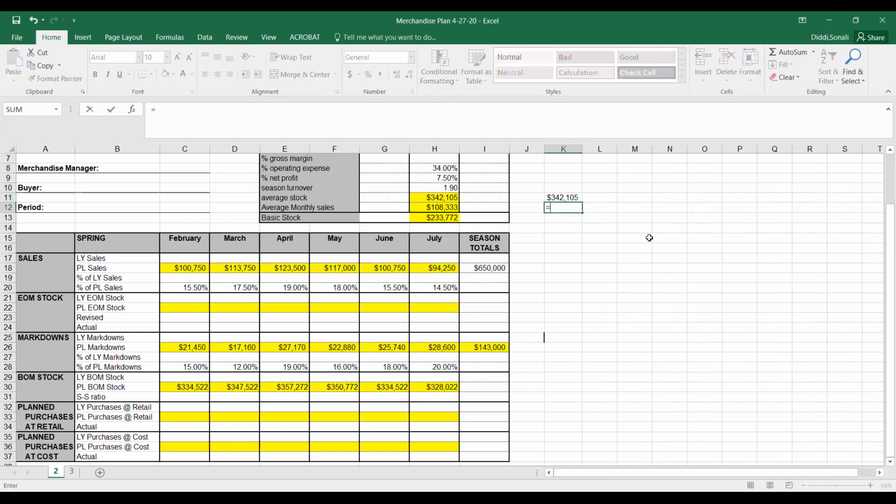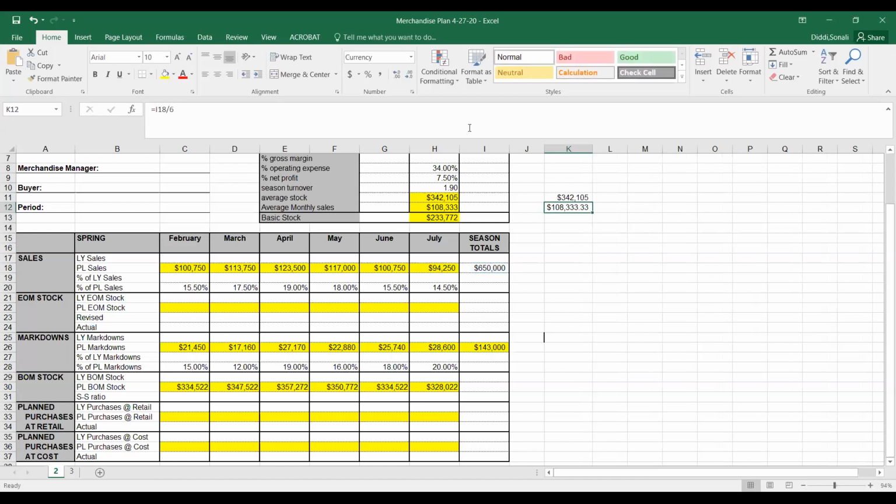Average monthly sales is going to be season totals divided by 6, because we have 6 months in a season. And then basic stock is going to be the difference between average stock minus average monthly sales.